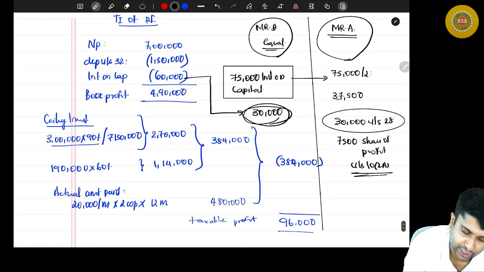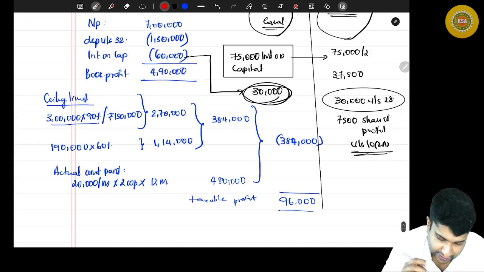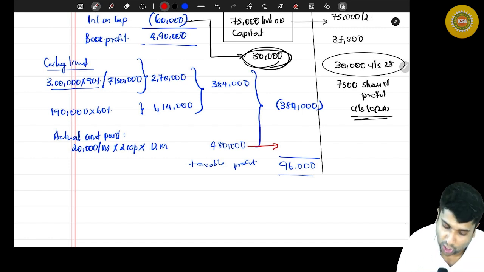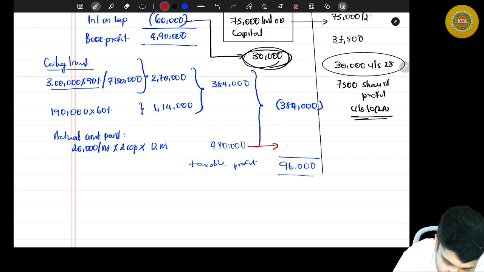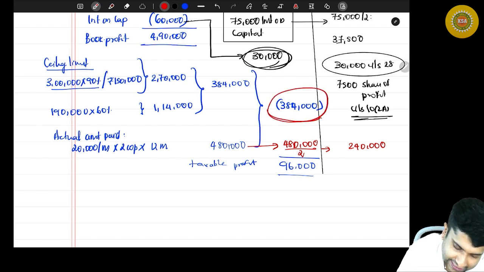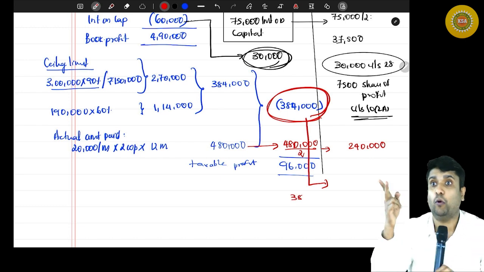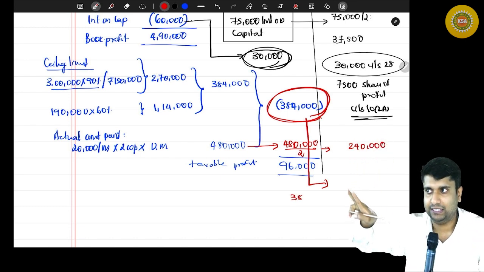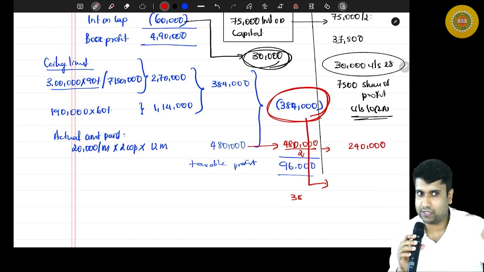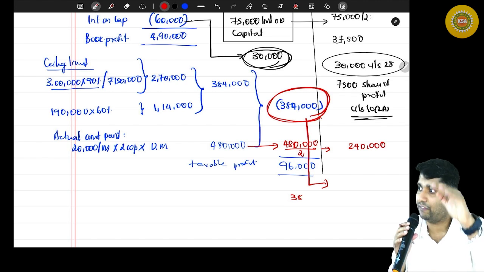And how about remuneration? The partnership firm has paid 4,80,000 as total remuneration. Yes or no? And how much will Mr. A get? 4,80,000 divided by 2, so it will be 2,40,000. And how much is the allowable deduction? 3,84,000. I told you that there are two partners and everything is equal. Do you remember? So based on that assumption only, we are solving this answer.